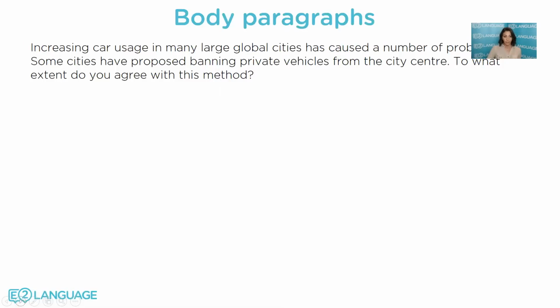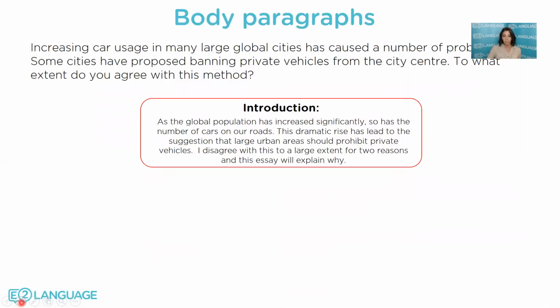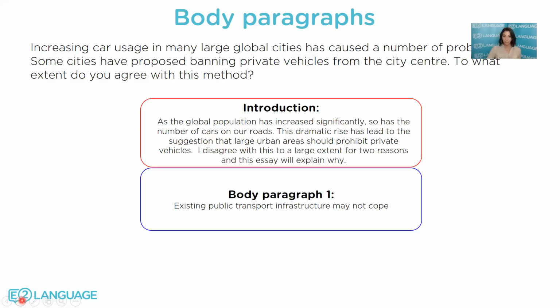So, my introduction was, as global population has increased, so has the number of cars. This dramatic rise has led to the suggestion that large urban areas should prohibit private vehicles. I agree with this to a large extent for two reasons, and this essay will explain why. Here are my two reasons.